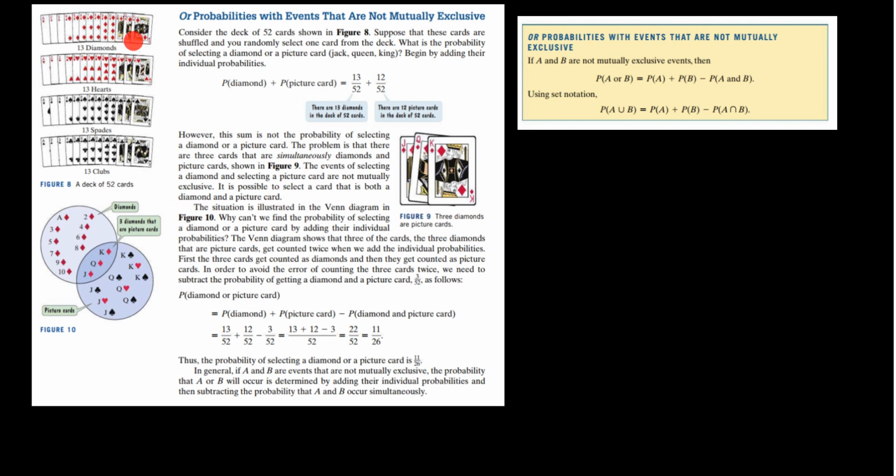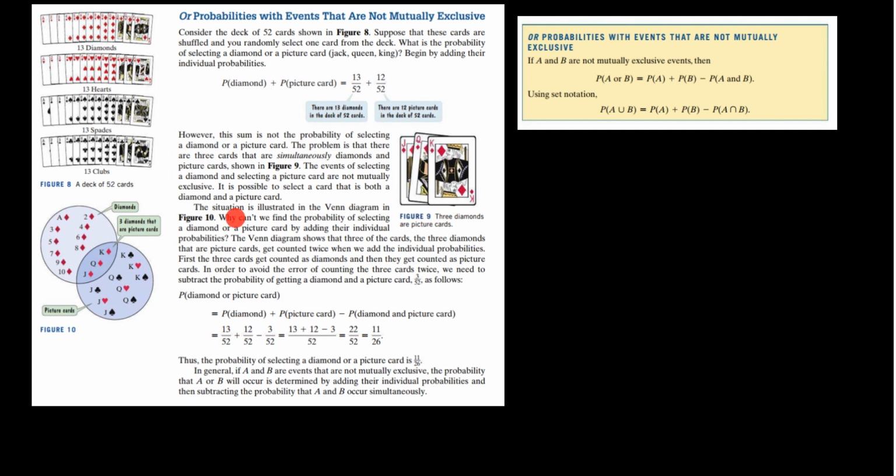Well, again, in a 52 card deck, 13 of them are diamonds, because there are 4 suits, so 52 divided by 4. So there's a 13 over 52 chance that I draw a diamond. I also want to know the probability of drawing a face card. There are 3 face cards in each suit: Jack, Queen, King. So 3, 6, 9, 12. So it would be 13 over 52, the probability of drawing a diamond, plus 12 over 52, the probability of drawing a face card.